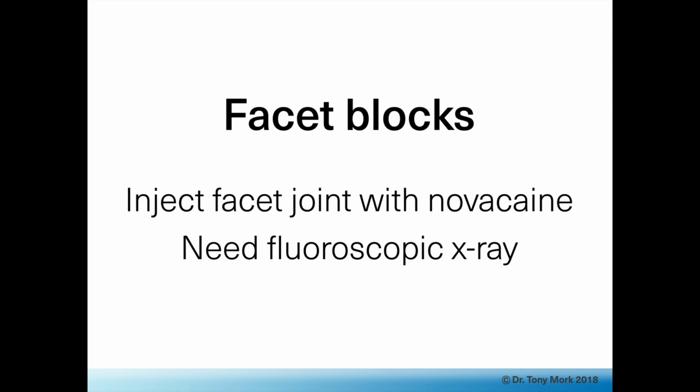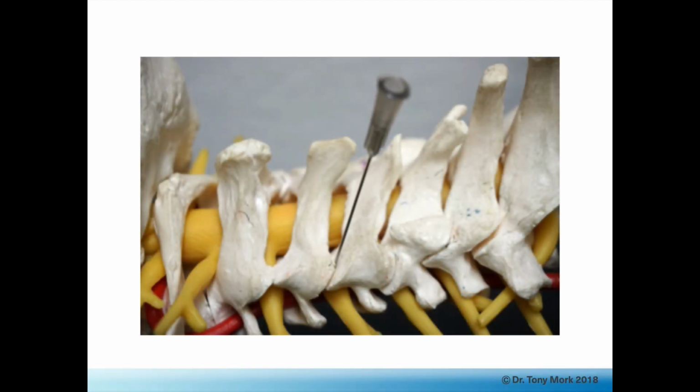You need fluoroscopic X-ray to do this particular injection. So here's an example of a needle into the facet joint, and this is just a couple drops, a small amount, half a cc maybe in the joint, and then the needle's withdrawn and maybe put into another joint.